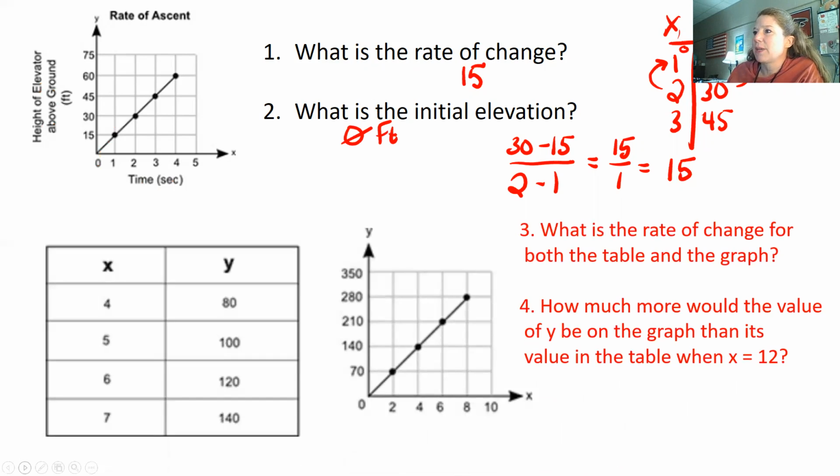All right, so let's look at this one. We have a table and a graph here. So it wants to know what is the rate of change for both the table and the graph. So first of all, we see that these x values are increasing by 1, right? These y's are increasing by 20. So if we want to find the rate of change, we're going to think, what is the change in y over the change in x? So the change in y is 100 minus 80, which is 20. The change in x is 5 minus 4, which is 1. So the rate of change on number 1 is 20, or the slope is 20.